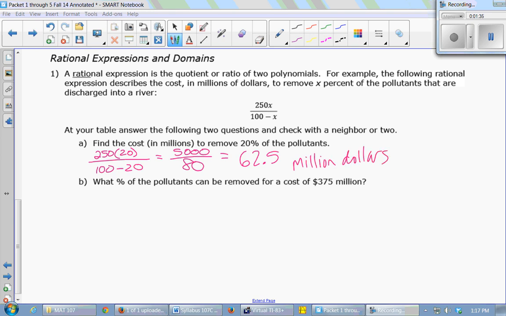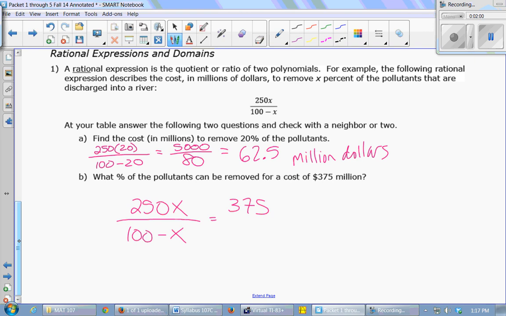Okay, so how much can I clean up for 375 million? Now I'm going to be solving for X, because what percent can I clean up? They're asking me for an X value. So now I'm going to take my expression, 250X over 100 minus X, and set it equal to $375 million. Okay, how do you solve this thing?